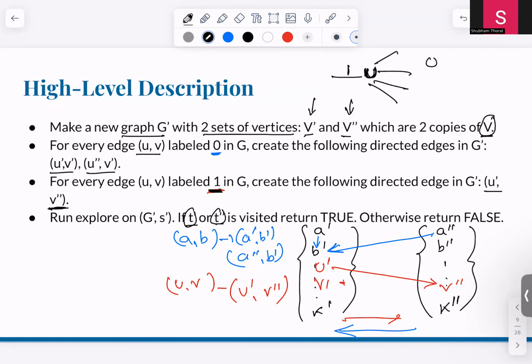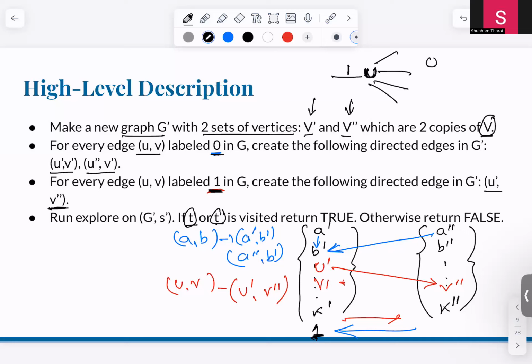Whereas when you encounter a 0 label edge, you always are at this first set. Does that make sense? So when you are at this first set, you can either go to 1 or 0. It doesn't matter. Wait, so inside the brackets, the left side set of brackets is V prime and the right side set of brackets is V double prime? Right, yes.